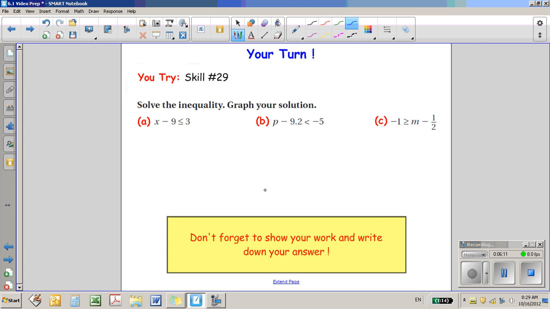Alright, so pause the video and try these 3 problems. Make sure to submit your inequality answers, and make sure to graph your solutions on your notes.